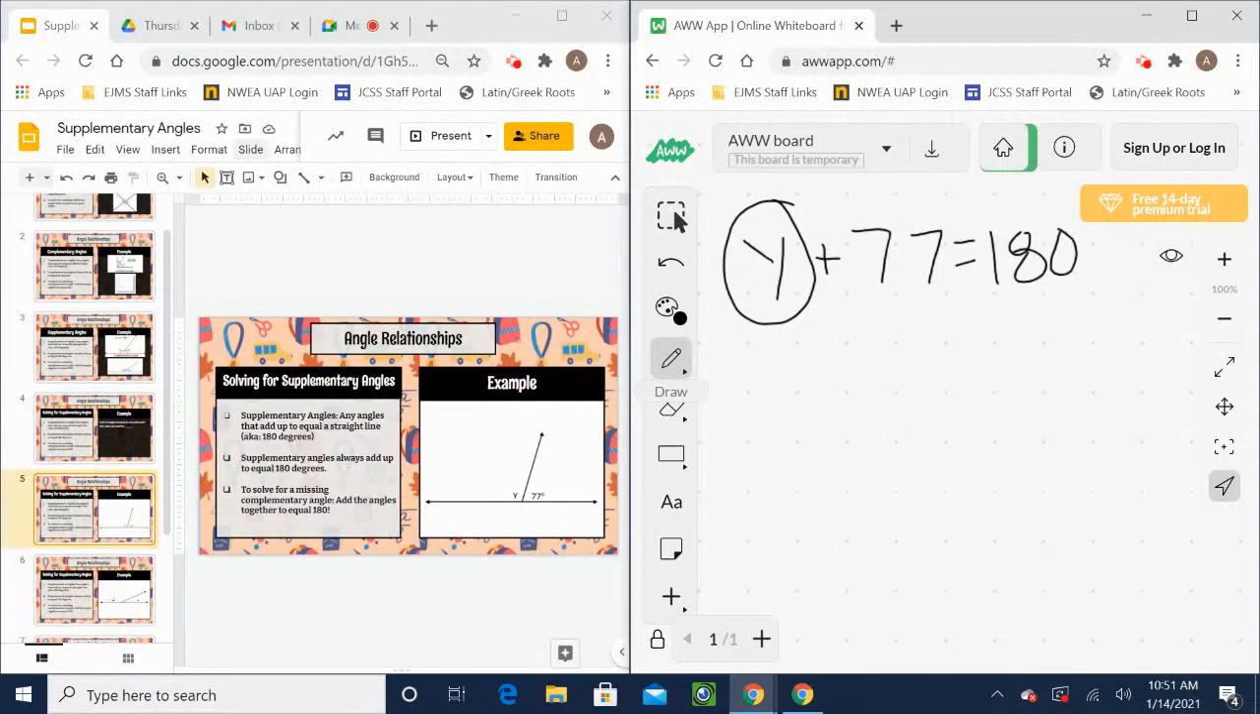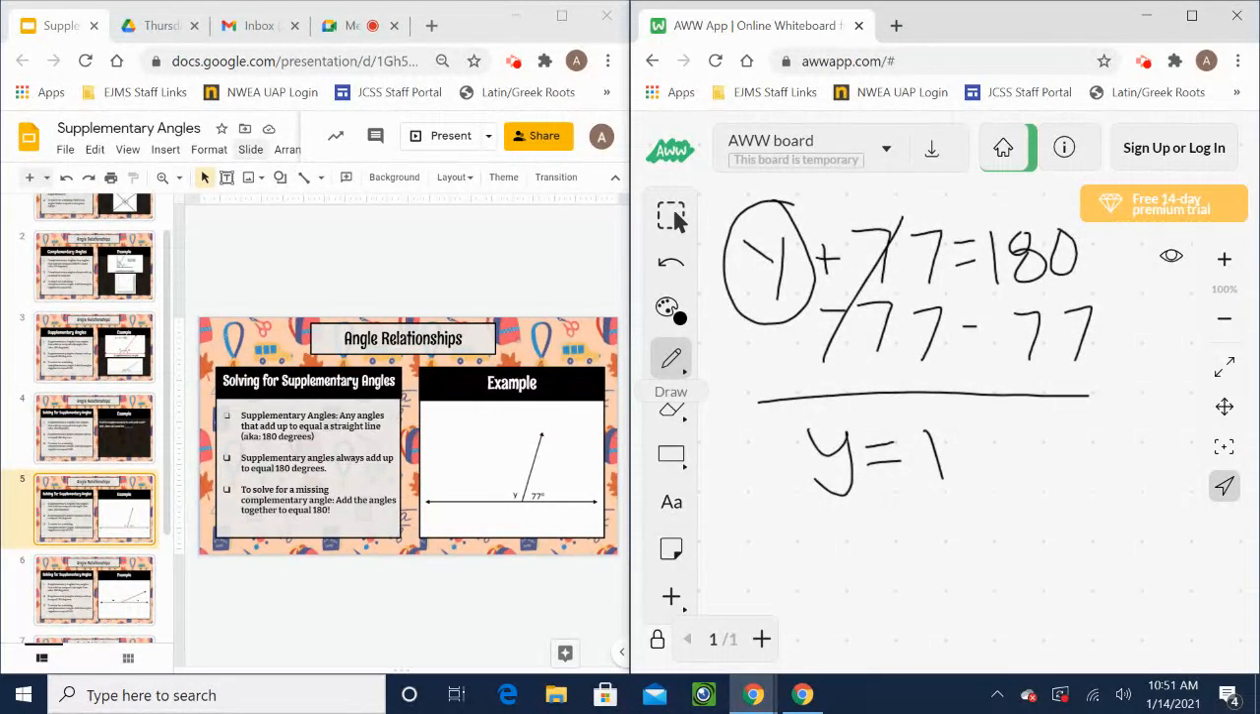So to reverse that, I need to do the opposite operation. So I need to subtract 77 on both sides. Bring your Y down. That zeroes out. And then you're going to type 180 minus 77 into your calculator. And that would give you 103 degrees. So there's your answer. Y equals 103 degrees.